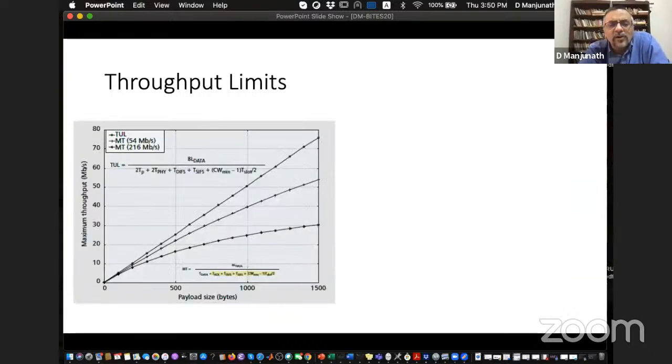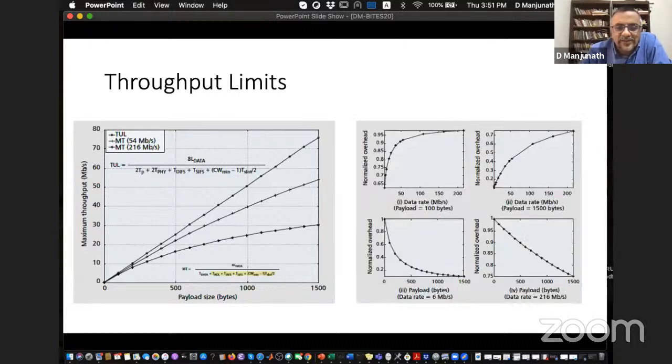I won't go into the details of this, but here again you can see something interesting. The numerator here corresponds to the useful time spent on the channel, and the denominator corresponds to all the sources of overheads. So as you increase the payload size, the number of bits that you allow in the so-called dark blue part, the maximum throughput that is feasible will behave in this manner. I'll skip the details, but it gives you a sense of what will happen. If you start increasing the payload size, the efficiency of the system will start improving.